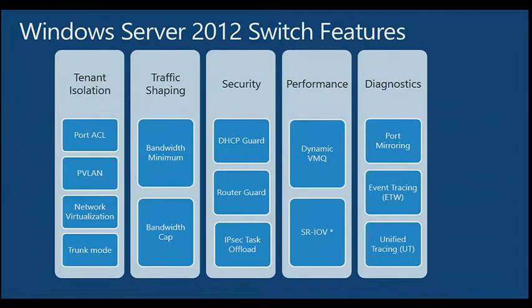The virtual switch inside Windows Server 2008 R2 was kind of limited in what it can do, and customers told us a bunch of things about it. Some of them weren't very nice. What we've done is the Windows Server 2012 virtual switch inside Hyper-V adds a whole bunch of stuff: port ACLs, PVLANs, network virtualization, bandwidth control, things called DHCP guard and router guard, some performance stuff, and diagnostics as well. So we add a lot of stuff.